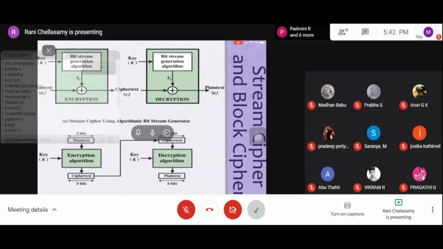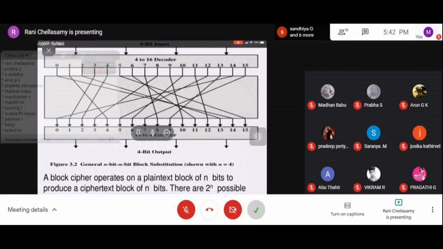So here you can see the n-bit block substitution. Here n represents 4 bits, so each block is 4 bits. The block cipher will act upon the plain text block of n bits to produce n bits of ciphertext block. So there are 2 power n possible different plain text blocks that can be used for encryption, and each will produce a unique ciphertext block. Okay.